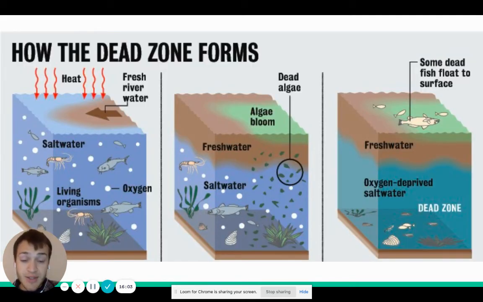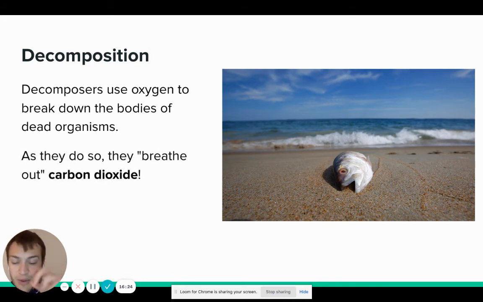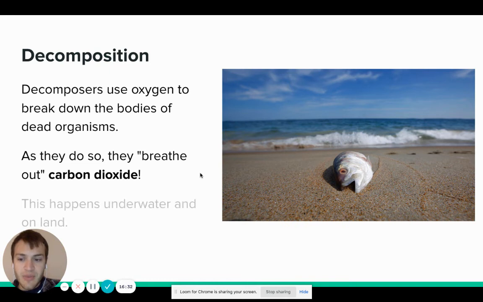So remember when we studied dead zones, we learned about how when algae dies and sinks to the bottom of the ocean, decomposers in the ocean use up all the oxygen in that water to decompose these dead algae. What I didn't tell you when we talked about dead zones is that decomposers also breathe out carbon dioxide from the bodies that they're breaking down. And so this is another way that carbon leaves the biosphere when bodies decompose. And this can happen underwater or on land. So it can happen underwater like in a dead zone, or it can happen on land like this beached fish. So we're taking carbon from the biosphere and we are either adding it to the hydrosphere or to the atmosphere.